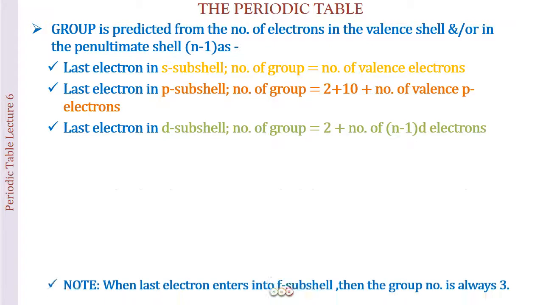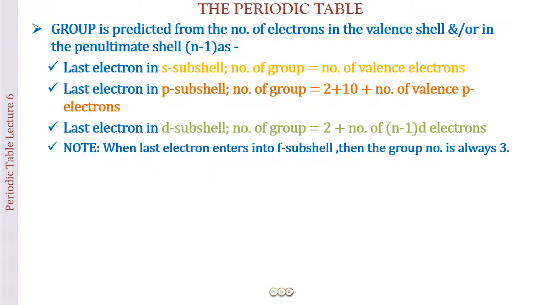So always remember that when the last electron enters into the F subshell, the group number is always going to be 3, right? I think this is going to be very important for you. Otherwise, you're going to get confused in the configuration when the last electron enters into the F subshell. Now, let us understand all this with a few examples.